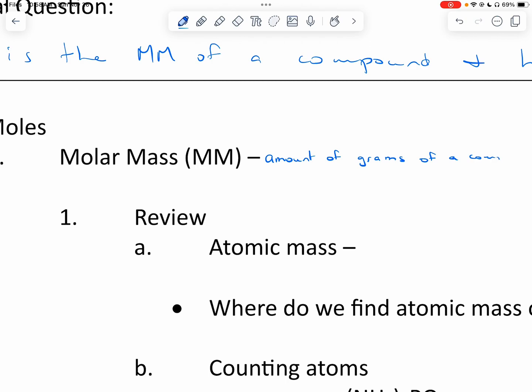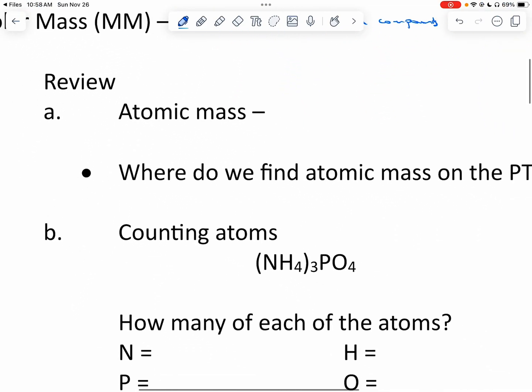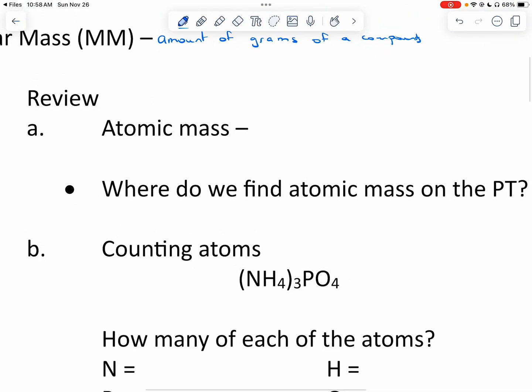So we're talking about how much a compound weighs, if you will, except we're not talking about weight, we're talking about mass. So let's review. We got some things to review. So first off, atomic mass. We know this as average atomic mass, and these are those little red numbers on our periodic table up on the wall, or they are the numbers on the very bottom of each element's box. So the atomic mass, remember, is the average of all the isotopes' mass.